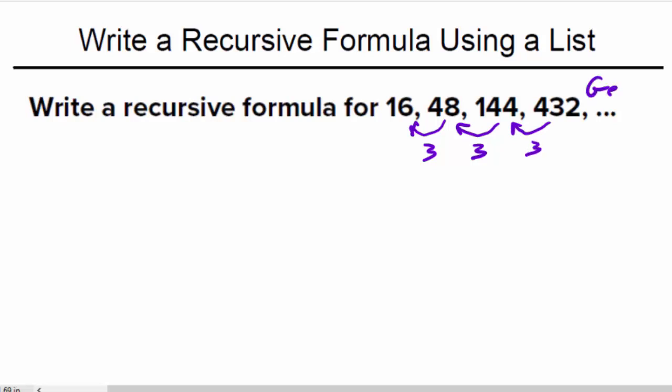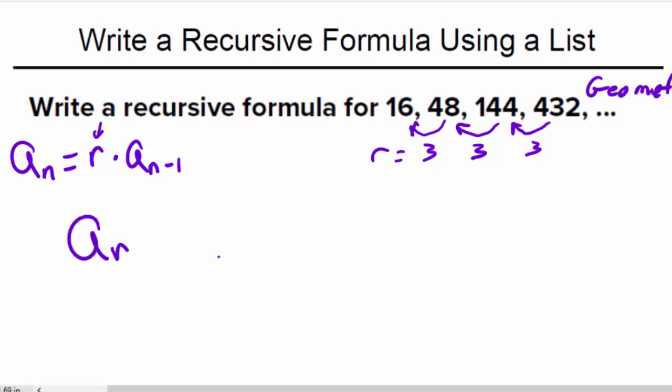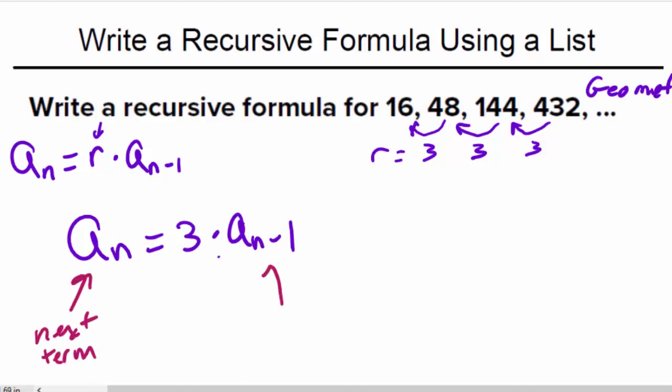So this is geometric. So all we've got to do is write the original recursive formula. So a sub n is going to equal r times a sub n minus 1. And the only thing we need to change in this formula is the r value, which is 3. So the recursive formula would be a sub n equals 3 times a sub n minus 1. So an explanation of this: this is the next term, this right here is going to be the previous term, and this is the common ratio.